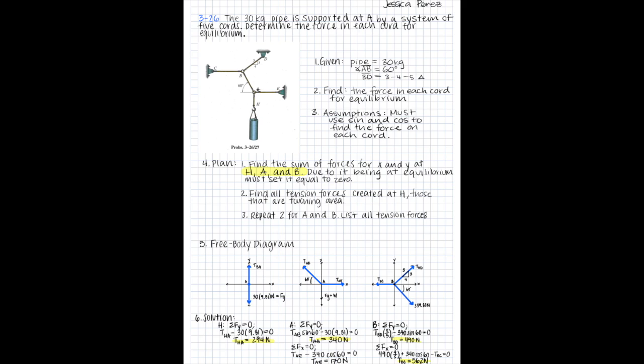Then step 2 would be all tension forces created at H. You've got to find them. And those are the points that are connected and touching that area of H. And you would repeat step 2 for A and B and list all the tension forces.